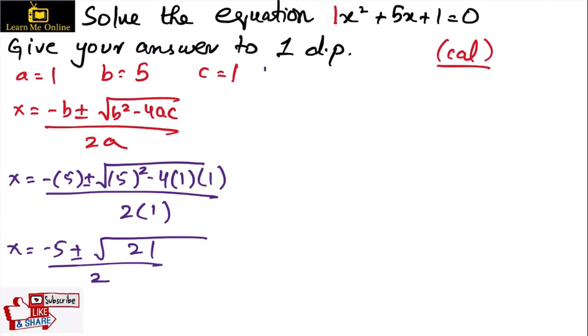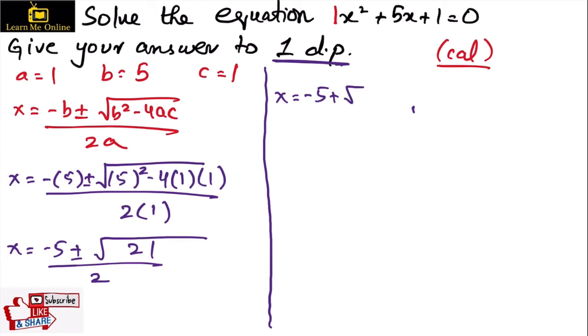Now, because we know that 21 is not a square number, and we need to write down the answer to one decimal place, we're going to do this using a calculator now. So I'm going to split my x values into two different forms. I can write down x equals minus 5 plus root 21 over 2 as the first one. The other one, x equals minus 5 minus root 21 over 2, would give you the next solution.